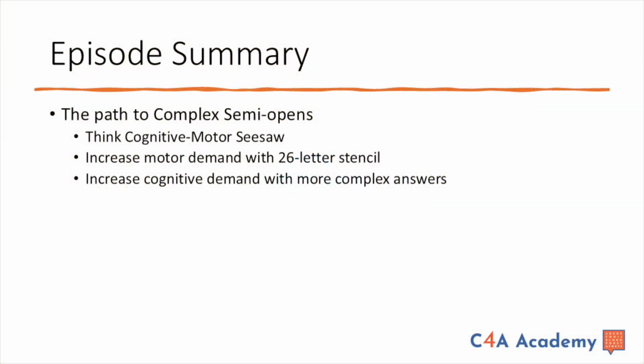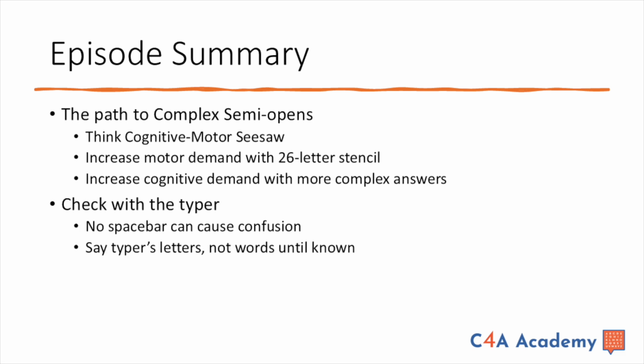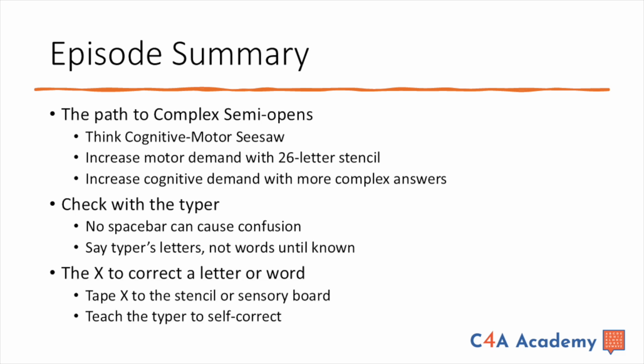In this episode, we discussed the path to complex semi-opens. Judy asked you to think about the cognitive motor seesaw. The communication partner should increase the motor demand with the 26-letter stencil and increase the cognitive demand with more complex answers. With complex semi-opens, the communication partner needs to check with the typer because no spacebar on the stencil can cause confusion. The communication partner should say the typer's letters, not the words, until the words are known with certainty. The X is used to correct a letter or word. Just tape an X to the stencil or sensory board and teach the typer to self-correct.